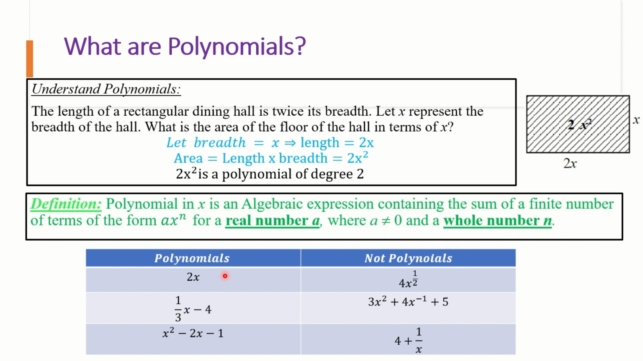Examples here. 2x is a polynomial of degree 1. 1 by 3 is a real number, so it's still fine because x power 1 is a whole number. 2x square minus 2x minus 1 is a polynomial. But what are not polynomials? You have x to the power of 1 by 2. If it is not a whole number, it's not a polynomial. And you have x to the power of minus 1, that is 1 by x, so it's not a polynomial. Hope you understand the basic definition of polynomials.